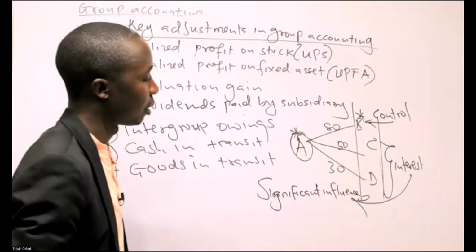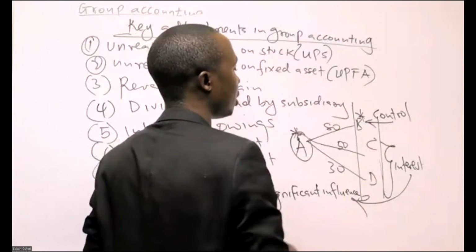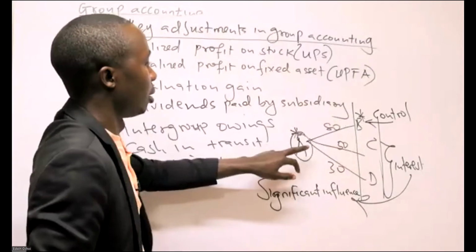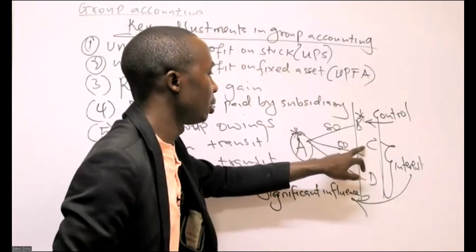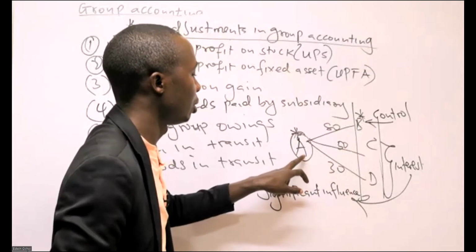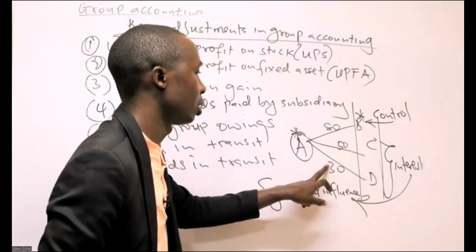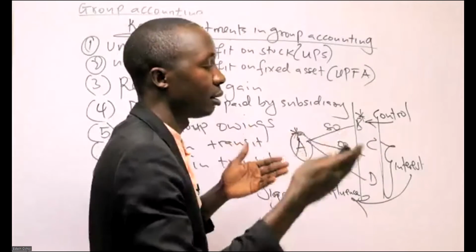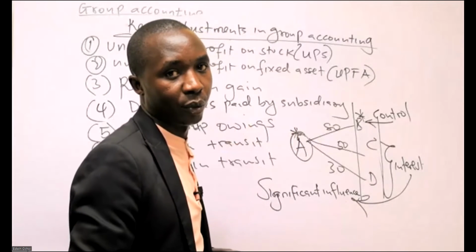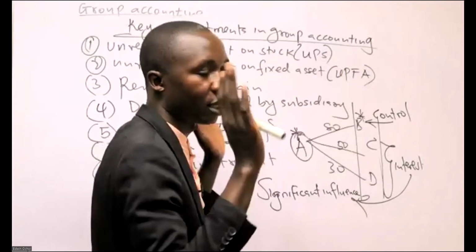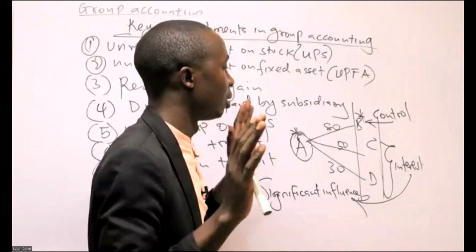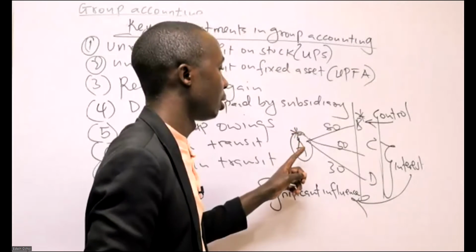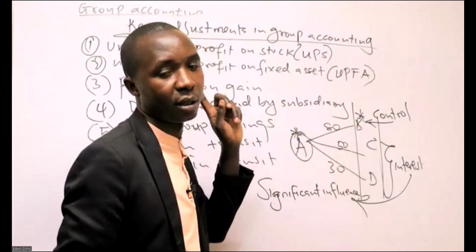Significant influence. This is where we have control. So any of these adjustments between B and C, which is a joint venture, and between A and D, which is an associate, even if they appear in the additional information, you don't eliminate them anywhere. You disregard, you assume that they were not there. So you only consider them when they occur between parent and subsidiary.